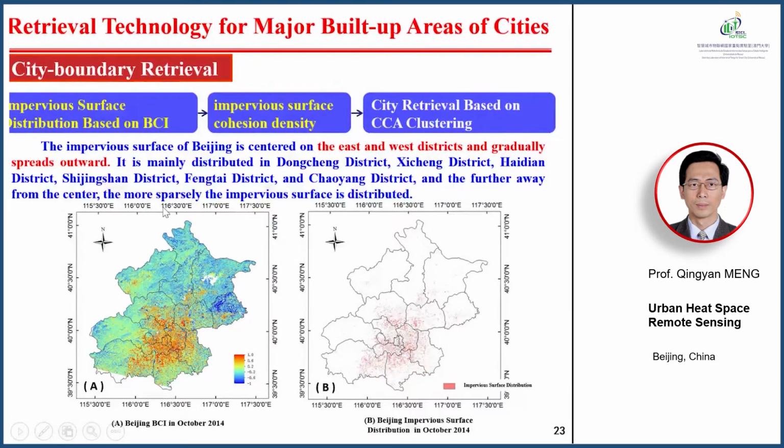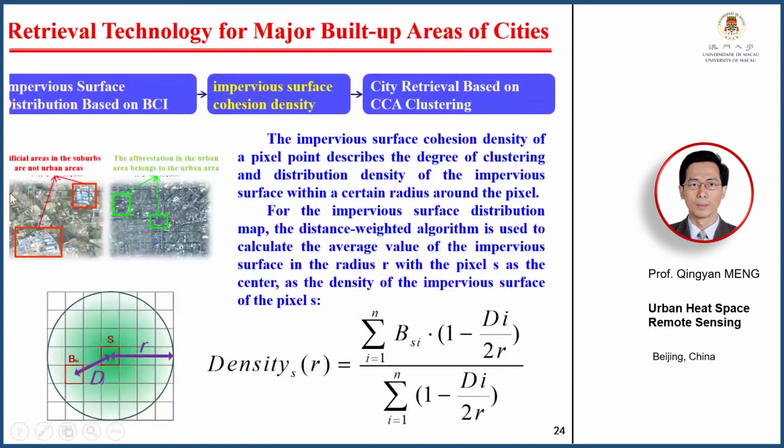We can study especially the impervious surface in the urban grid, and study the impervious surface coverage, its changing and evolution speeds, and so on. And then we get the impervious surface cohesion density.